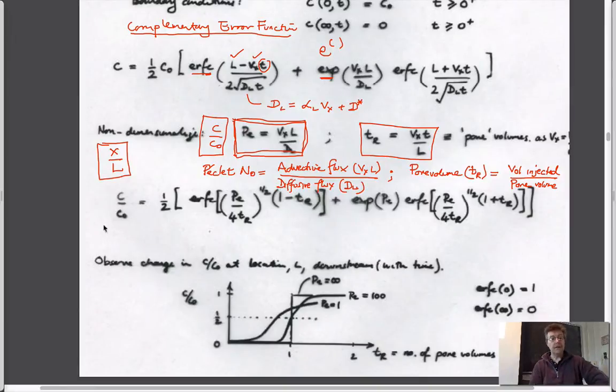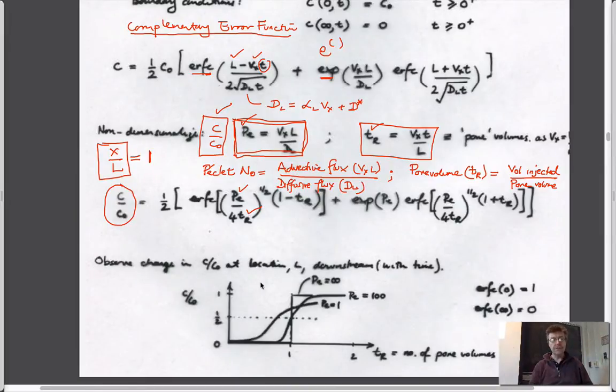And so here this is that rearranged expression shown here. It defines a relative concentration as a function of Peclet number and pore volume, these two. And it just happens that it defines it only at one location, which is equal to X over L equals 1. So in other words, at the end of the tube, the end of the sample.